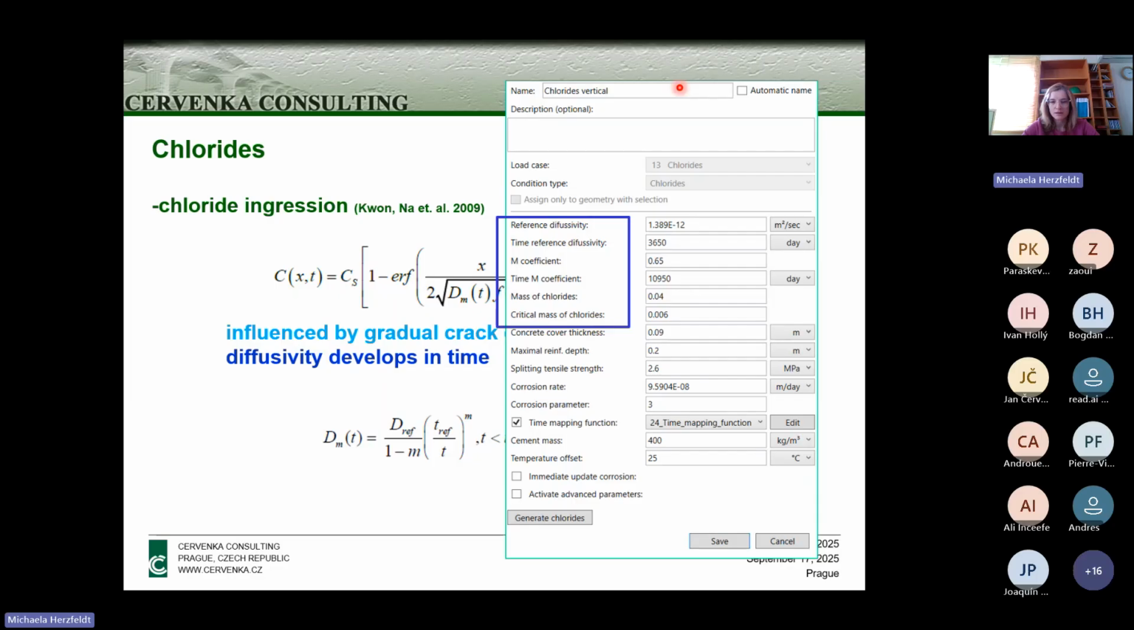So again, this is the interface for chlorides in ATENA 2025 for the boundary conditions. So you can see what the parameters are that I just mentioned, and yeah, we will get to that also during the example.